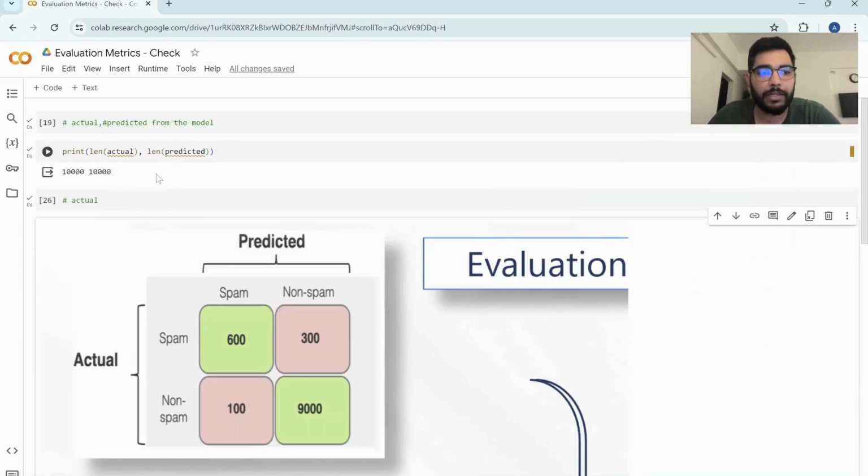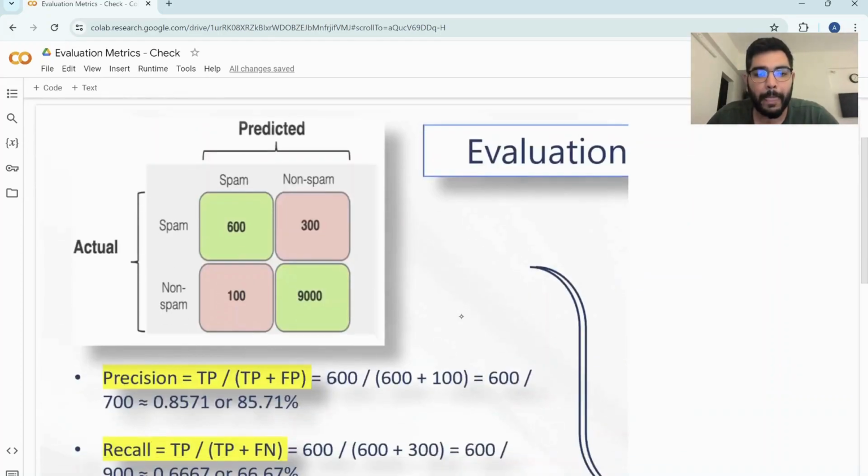So we have 10,000. Just to reconcile it, if you see it over here, if we sum 600 and 300, we get it as 900, right? Now, if we sum 100 and 9,000, we get 9,100. Summing up all of those, 9,100 and 900, we get 10,000. That is essentially reconciling what we have from the model, the actual and the predicted 10,000, versus what we did theoretically there in the slides.